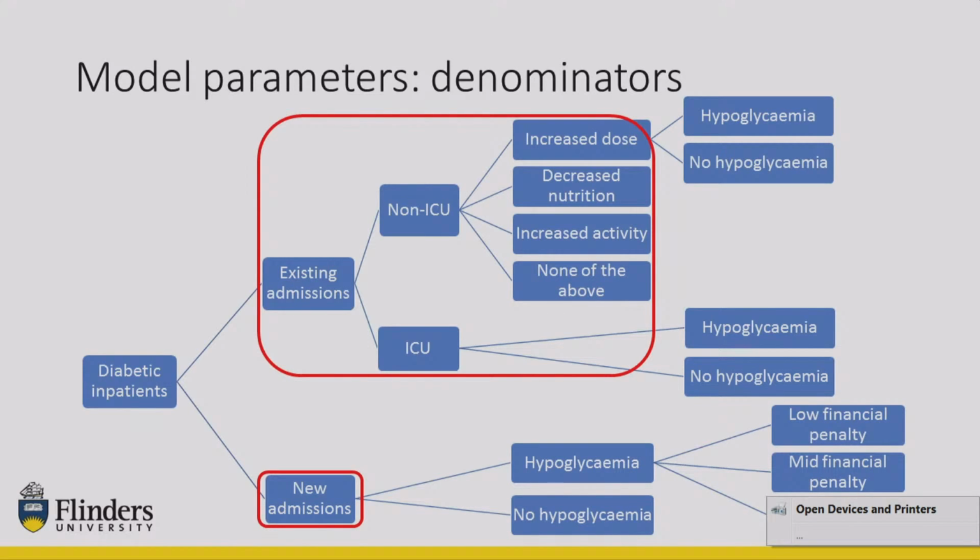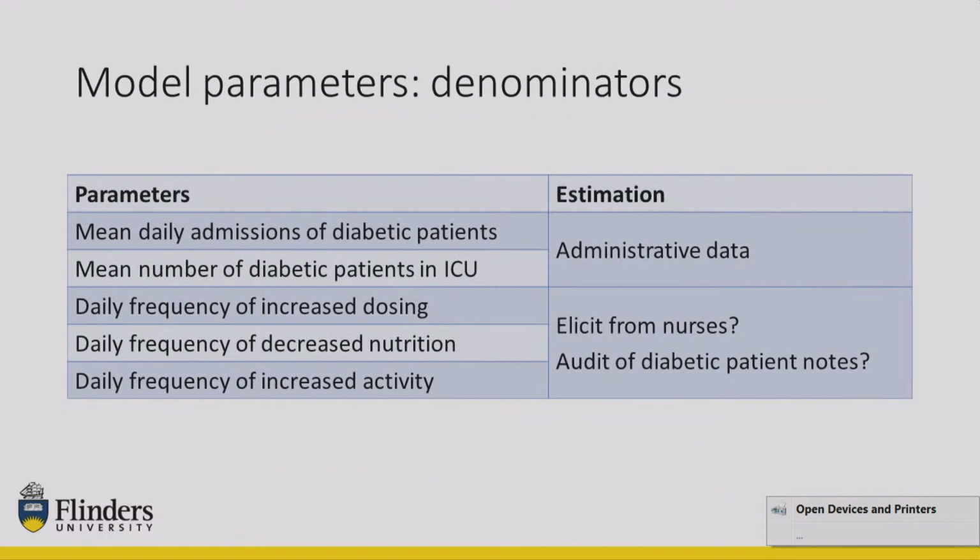So our first set of model parameters are what I've called the denominators, which are essentially the numbers of diabetic patients in each of these boxes on an average day in the hospital. And so in words, the parameters we're trying to estimate are the mean number of daily admissions of diabetic patients, mean number of diabetic patients in the ICU. So they're easy, or relatively easy. We can get those numbers from administrative data.